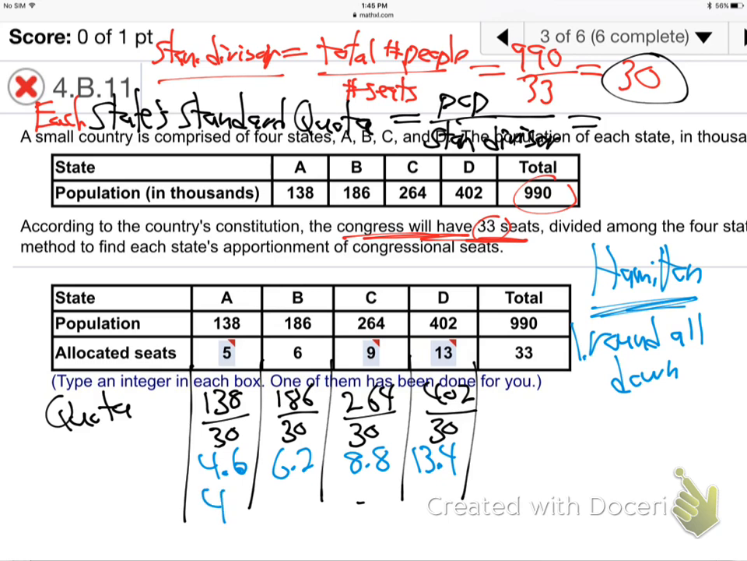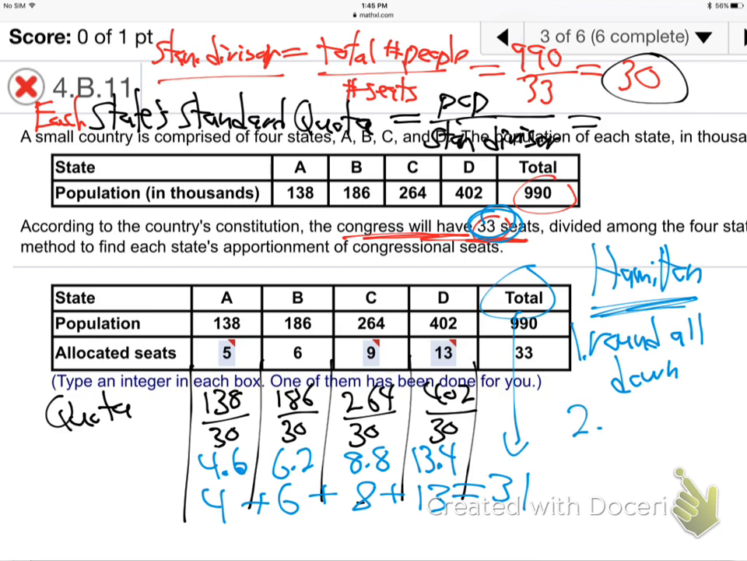So first, round this down to 4, round this down to 6, round this down to 8, round this down to 13. If we just give them those amounts, how many total seats are there? If you add them up, what would be the total? Total number of seats, 21, 30, that'd be 31. I just added those up, and it equaled 31. Now we have 33 seats on the Congress altogether, so we have 2 more seats.